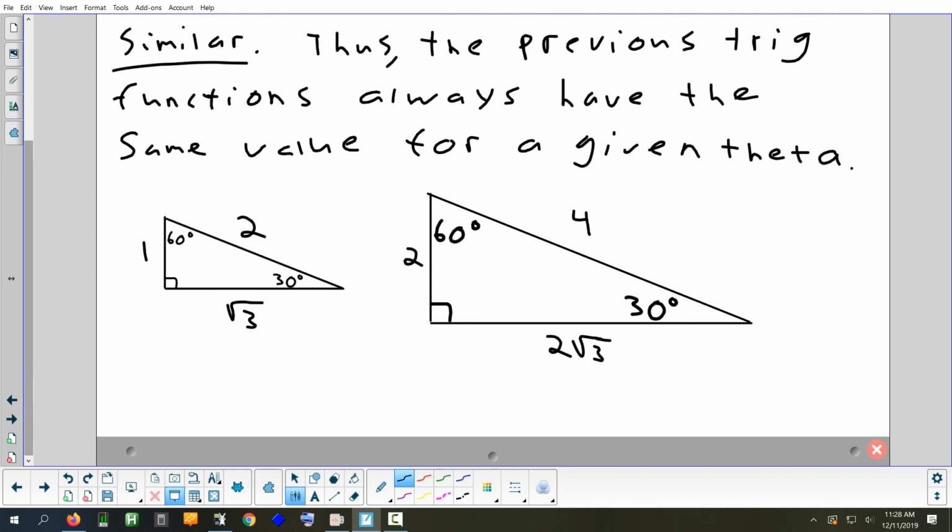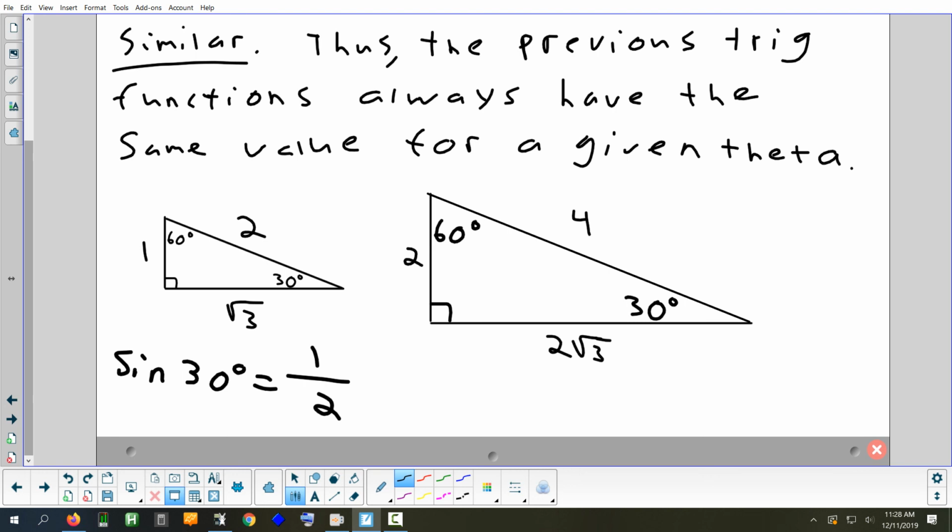So let's find the sine of 30 for the triangle on the left. Sine is what over what? And what's opposite 30? 1. And what's the hypotenuse? 2. So the sine of 30 degrees in that specific triangle is 1/2.